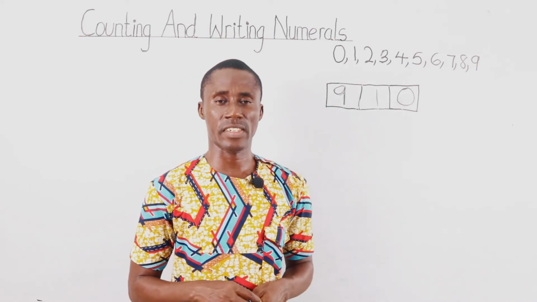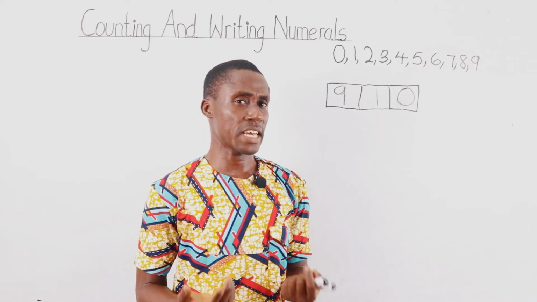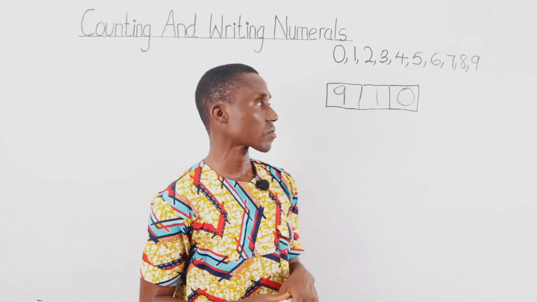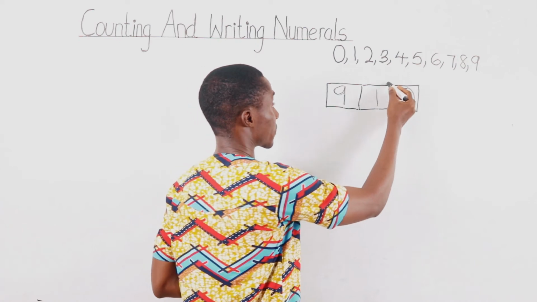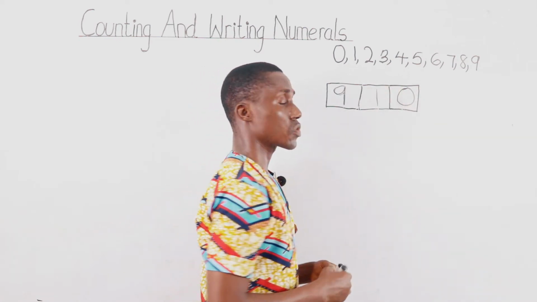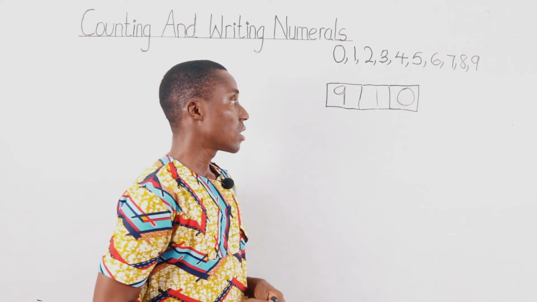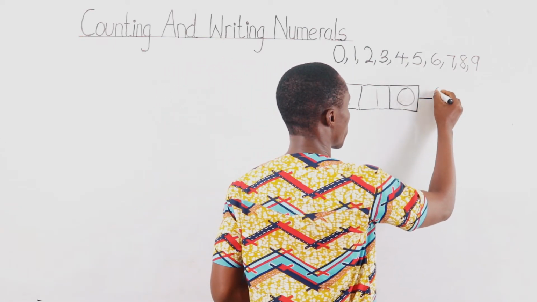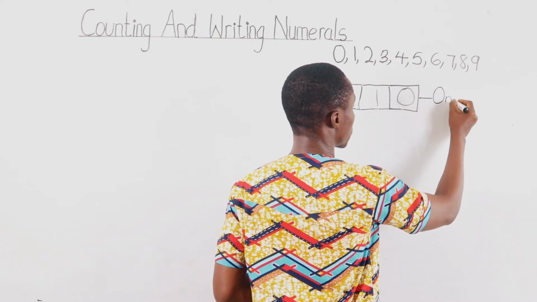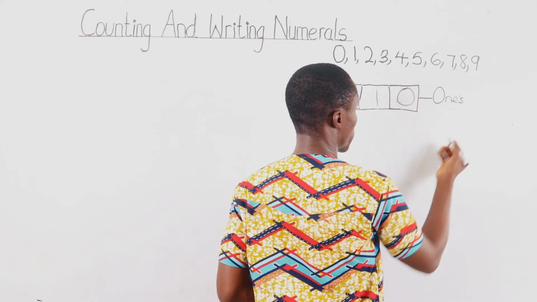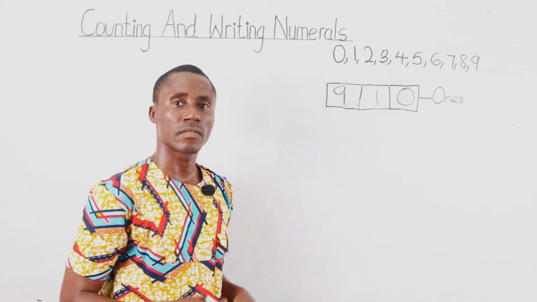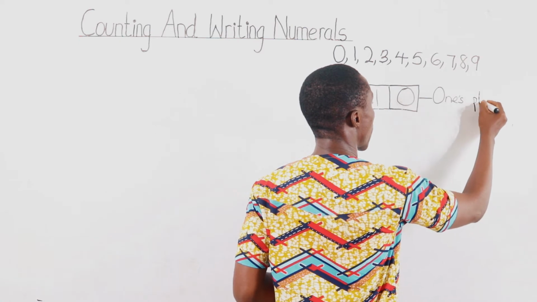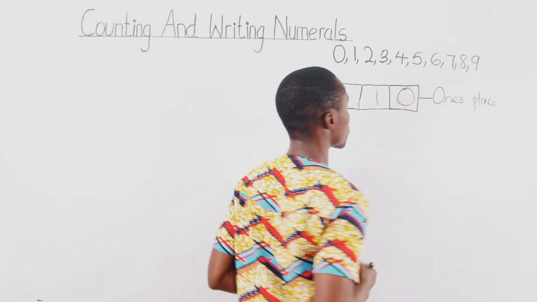Well, number places have names, and they are named according to the numbers that they count. So the first number place is used to count ones, and therefore we call it the ones number place. The ones number place, or we can simply call it the ones place. So we have the ones place.